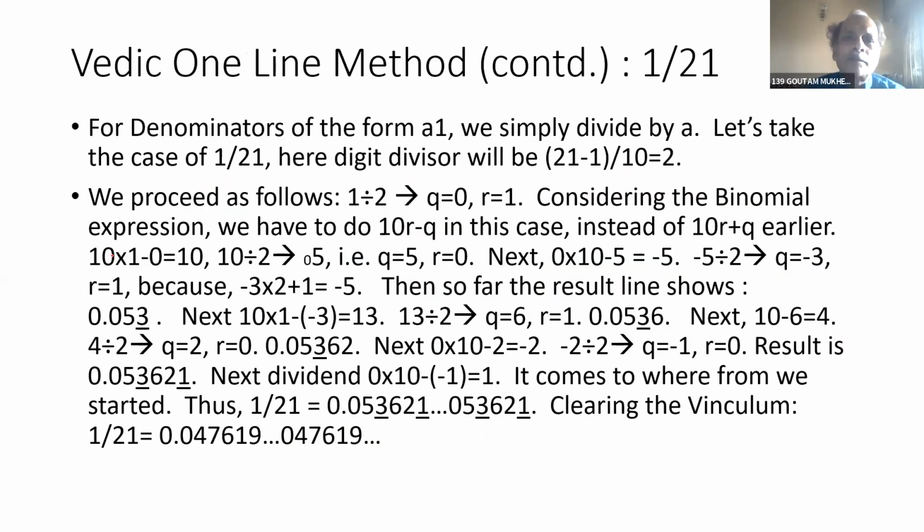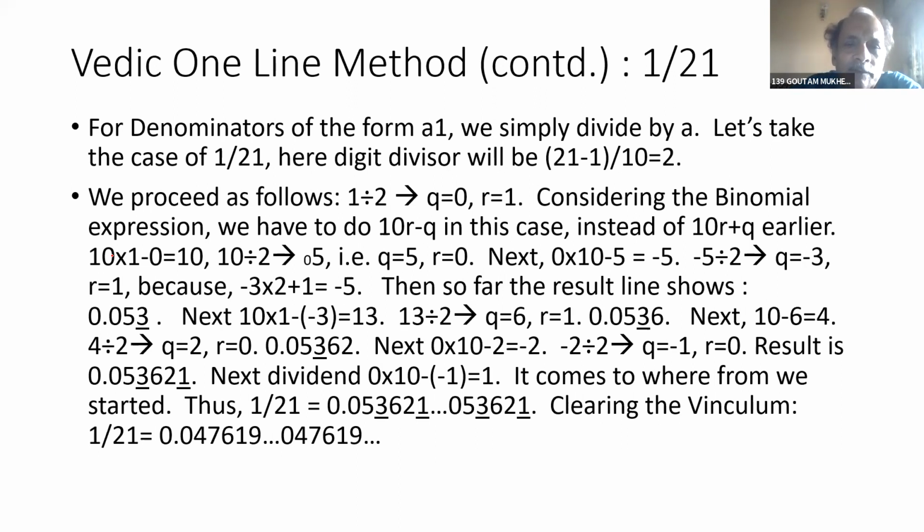So for denominators of the form a9, we simply divide by a, but in the opposite case, something different. Let us take the case of 1 by 21. Here the digit is 1, and I cannot do anything; that formula doesn't apply. 21 minus 1 divided by 10 is 2. Or you can take it directly.